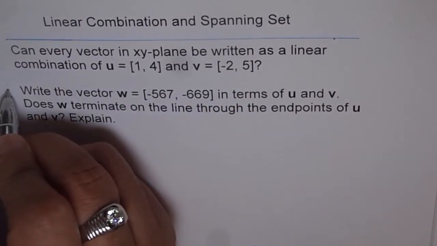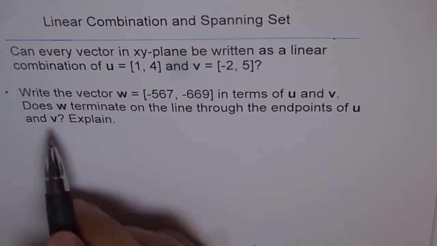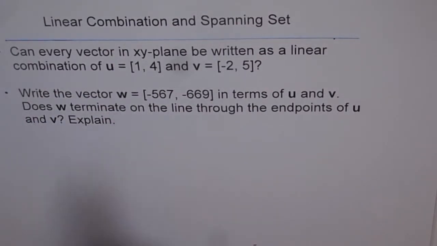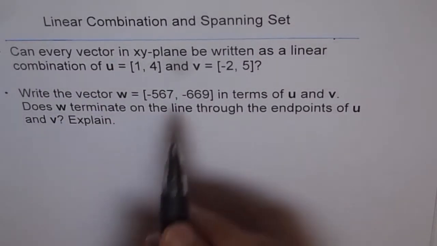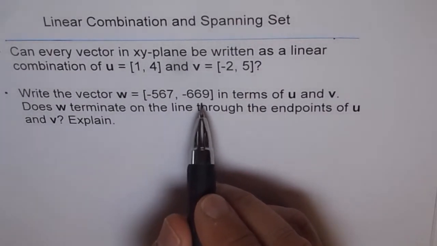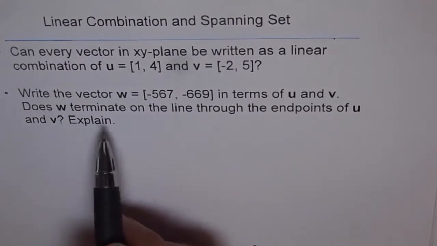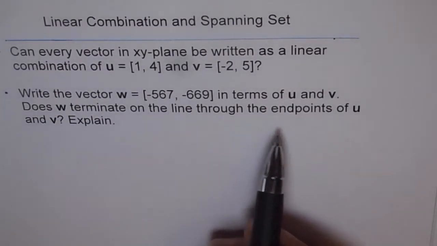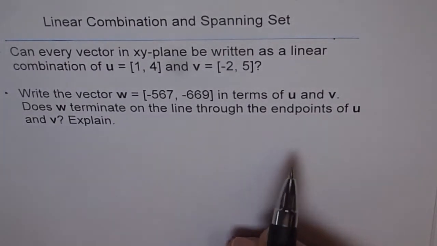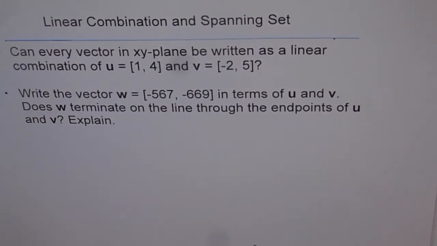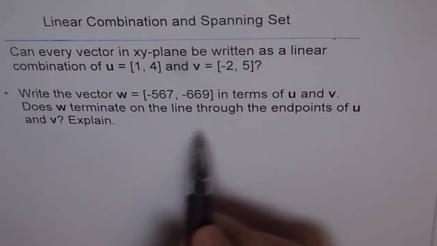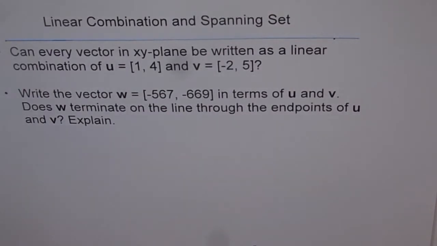Now, the second part of this question is: write the vector w, which is (-567, -669), in terms of u and v. Does w terminate on the line through the endpoints of u and v? Explain. So that is the kind of question we have, and the last part of it is kind of tricky. So let's try to solve this.